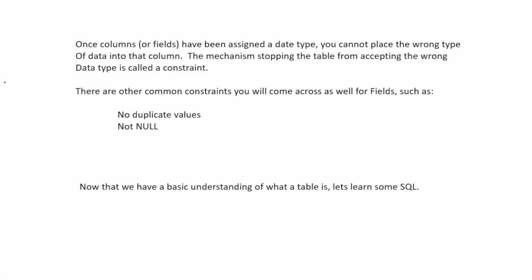There are other common constraints you'll come across for fields as well, such as a constraint where a field cannot have a duplicate value or cannot have a null. Now, a null is a special term in computer science. It does not mean 0. It does not mean a blank space. It means there's nothing there. 0 and blank spaces are something. A null is the absence of anything.